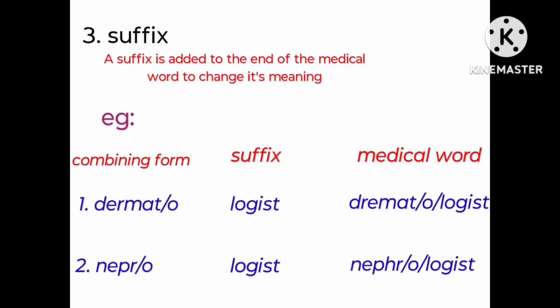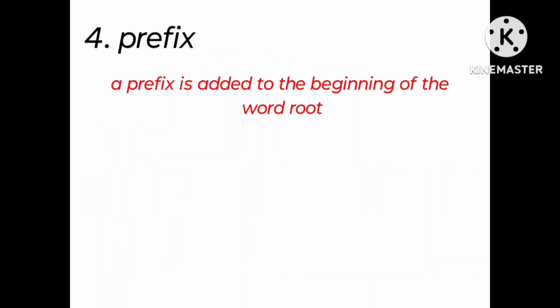For example, dermato. Dermato is added to the suffix logist to form dermatologist, which means specialist of skin. Second example is nephro. Nephro is added to the suffix logist to form nephrologist, which means specialist of kidneys. Next element of medical word is prefix. Prefix is added to the beginning of the word root.